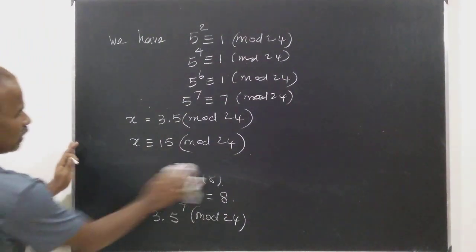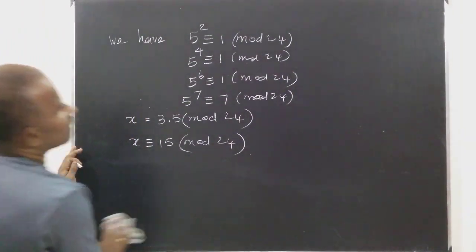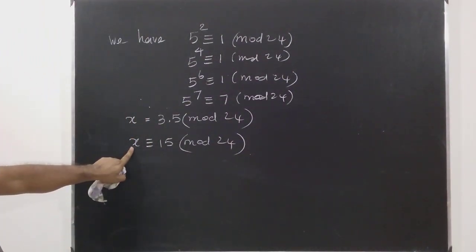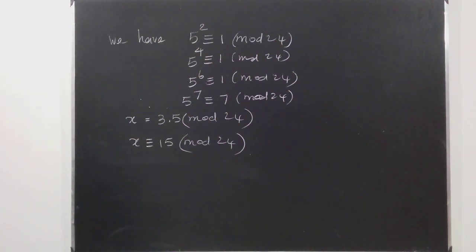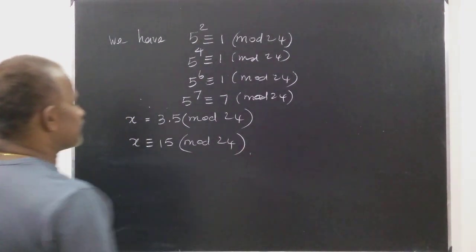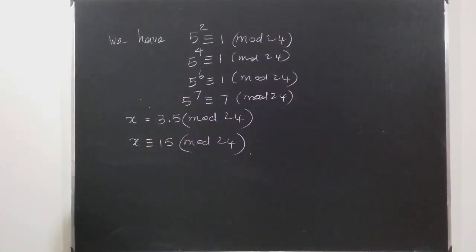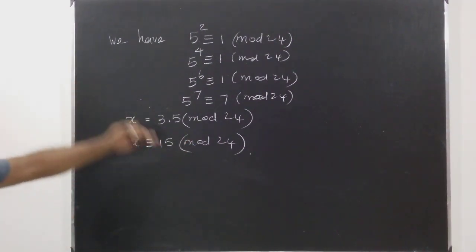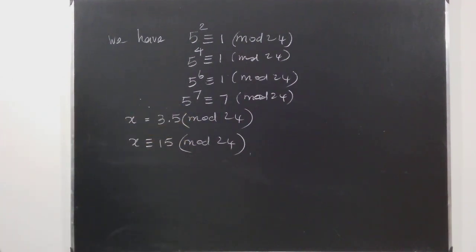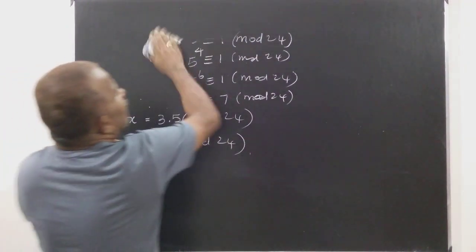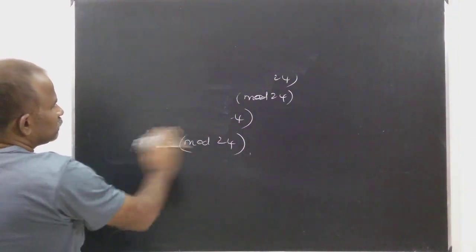Therefore x is congruent to 3 times 5, which is 15 mod 24. So this is the solution of the congruence 5x is congruent to 3 mod 24: exactly one solution modulo 24, and that solution is 15 modulo 24. This is the procedure to solve the congruence. Okay. Now another problem.